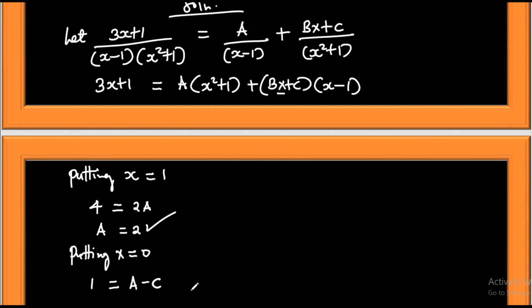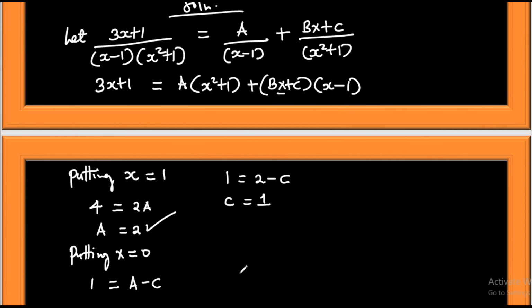it becomes A minus C. But remember, we have the value of A. So we come back and say it means now 1 is equal to 2 minus C. And when you get the value of C, C definitely becomes 1. So we so far have two values, A and C. What about the value of B?